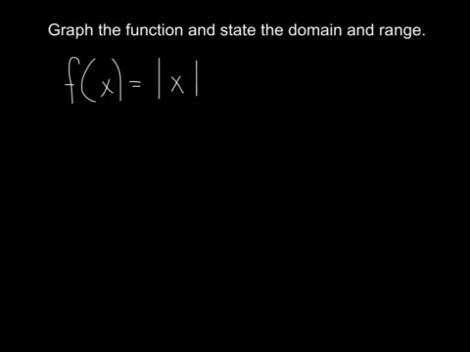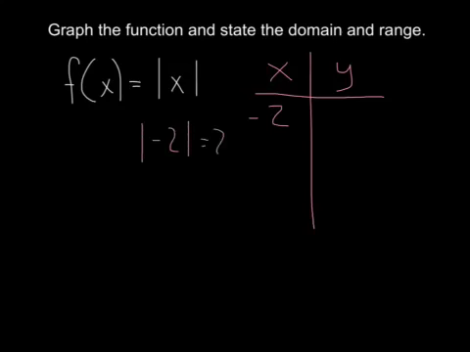So the best way to graph absolute values is using a chart. Remember, we can always use a chart to graph. So I'm going to make an xy chart here, and I'm going to be plugging in values and seeing what we get for our y. So let's say I plug in negative 2. If I plug in negative 2 for absolute value, I'm going to get positive 2. So I know my y value is positive 2.